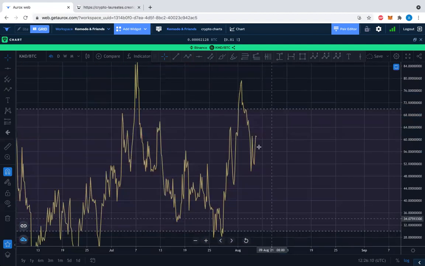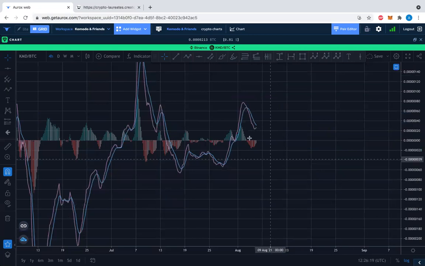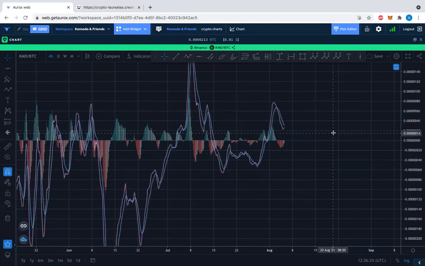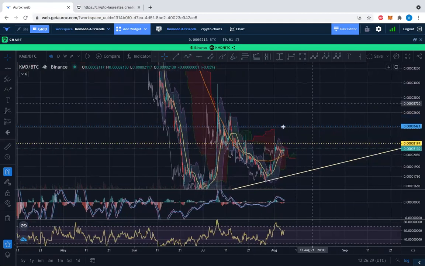Indicators showing that as well. Like we could equally go down, but we could equally go up here in this RSI setup. So RSI is not as clear, but MACD is definitely showing that there's potential for increased positive momentum.